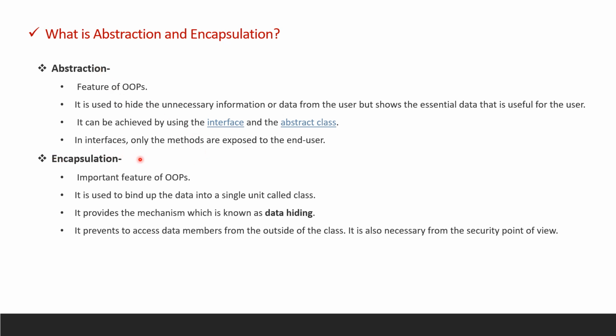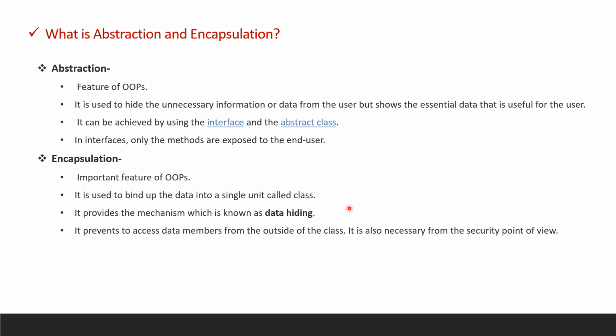Encapsulation is also an important feature of OOPS. It is used to bind the data into a single unit called a class. Here it provides the mechanism known as data hiding, which means it prevents access to data members from outside of the class. Outside of the class, it is not permissible to do any operation.